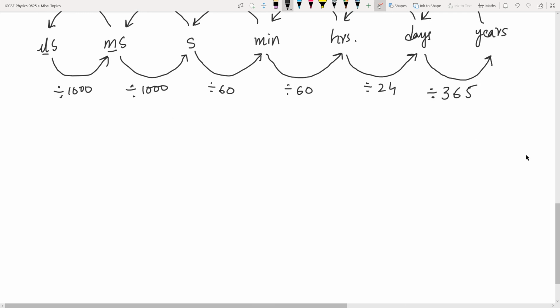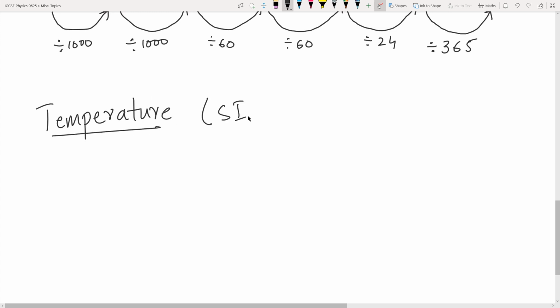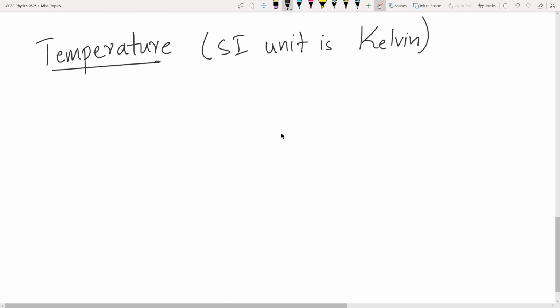So let's move forward. The last one that I'll be reviewing for this unit conversion is actually temperature, right? So I'm just going to clear my space a little bit. So temperature, the SI unit is Kelvin, right? So this is a bit of an odd conversion.